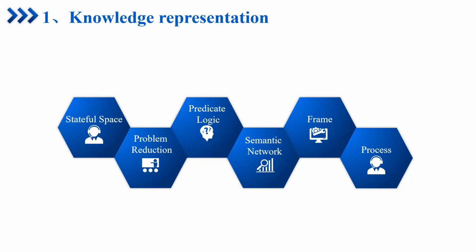It's kind of like creating a bridge between what we know and what computers need to know in order to help us out. There are a bunch of different ways to represent knowledge, but some of the most common ones right now are state space, problem reduction, predicate logic, semantic networks, frames, and process. These are all just different ways of taking what we know and putting it into a format that computers can use to help us solve problems.